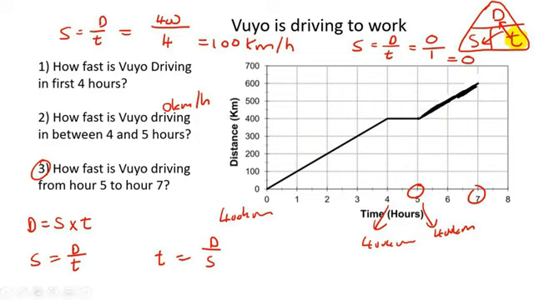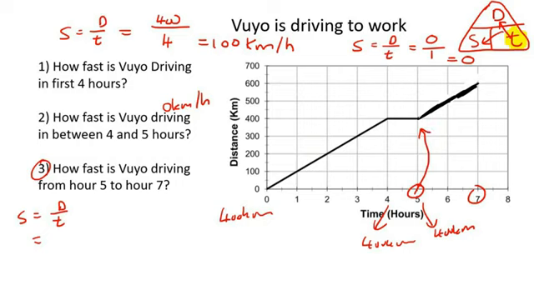Like that. Okay, so for question 3 now, if we want to use that same formula, speed is equal to distance over time. Now you have to see how much distance was traveled in that time. So at 5 hours, the distance was 400. Okay, and then at 7 hours, the distance is 600. So from 5 hours to 7 hours, so in that 2 hours, Vuyo traveled 200 kilometers.